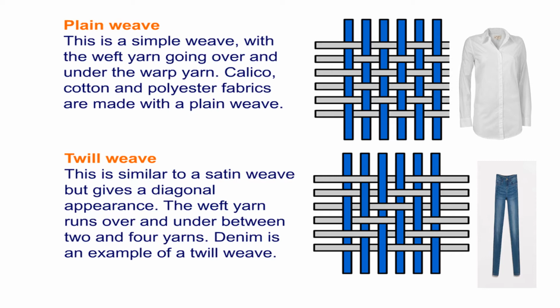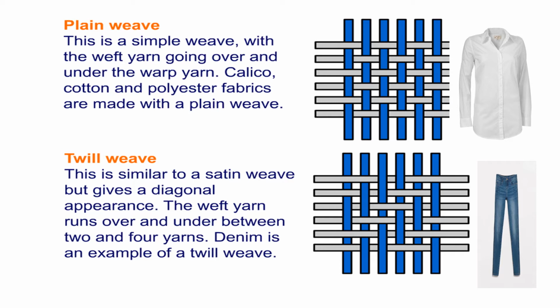The warp yarn goes down vertically. The weft yarn goes horizontal. This is suitable for calico, cotton and polyester fabrics. For example, a plain t-shirt or shirt.